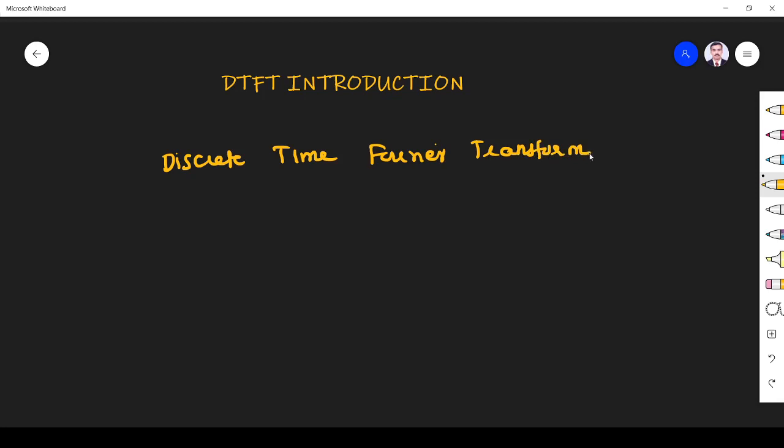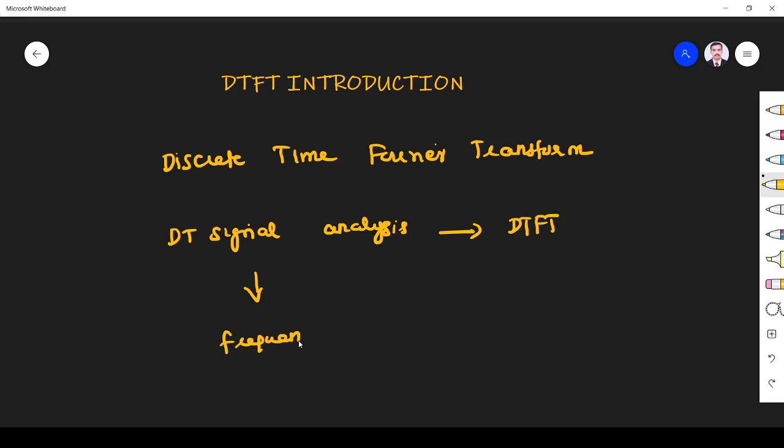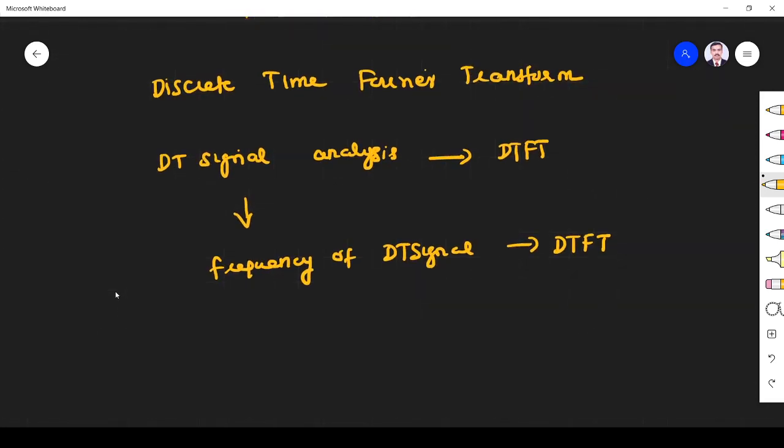If you want to analyze a discrete time signal, discrete time signal analysis is carried out by using DTFT. What do you mean by discrete time signal analysis? If you want to find the frequency of a discrete time signal, you use the discrete time Fourier transform. That is the main purpose of studying the discrete time Fourier transform.